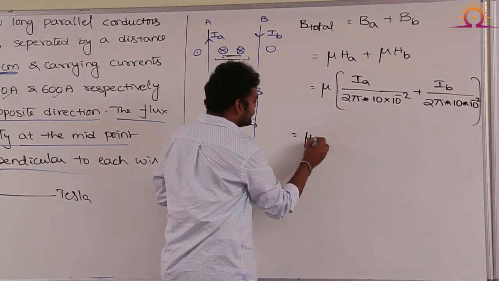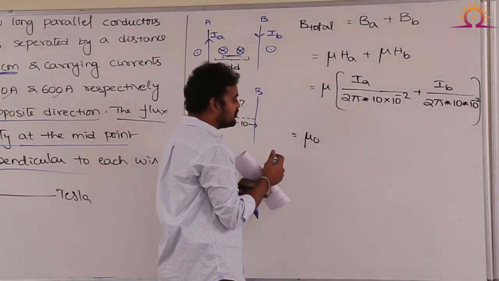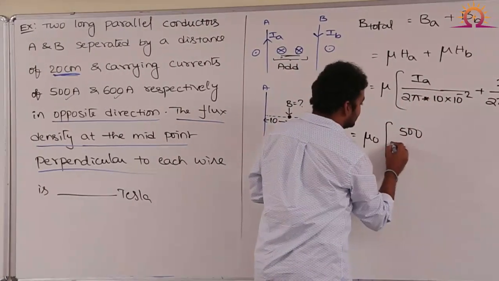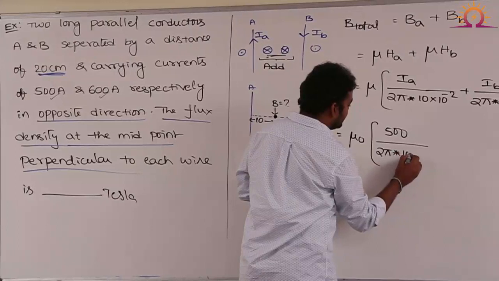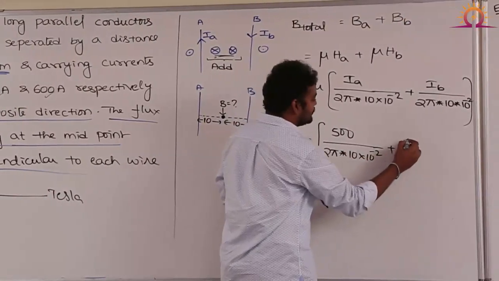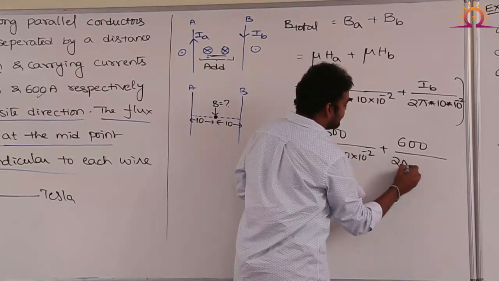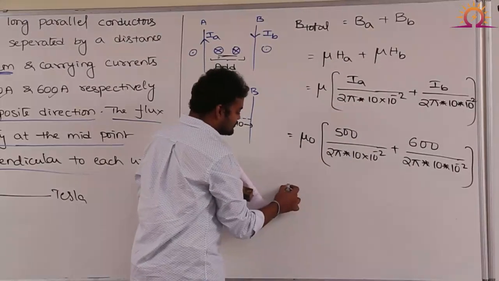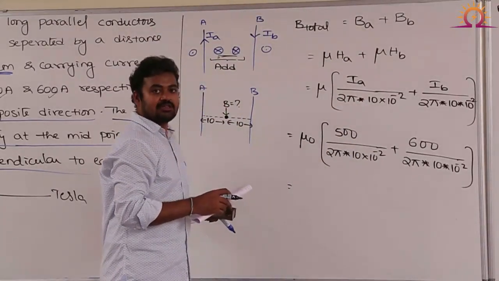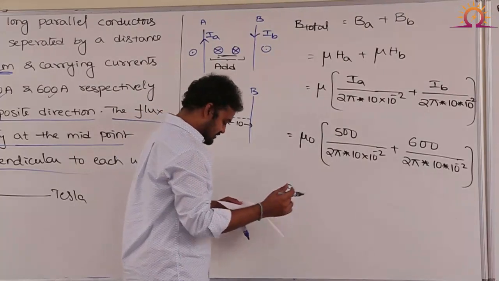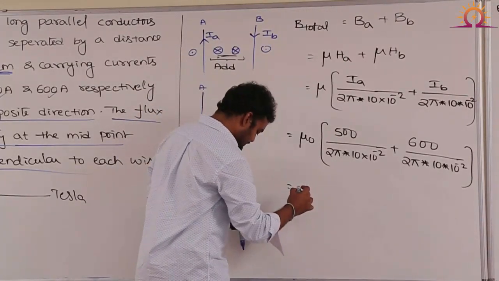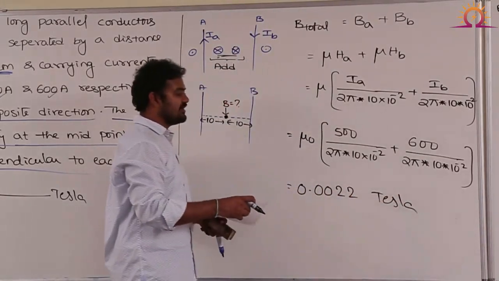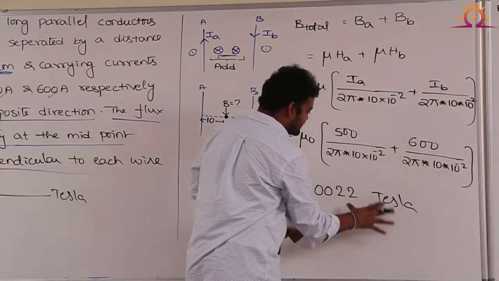So mu is equal to mu naught into relative permeability; the medium is air, so relative permeability is 1. Conductor 1 is carrying 500 amperes by 2 pi into 10 centimeters. Conductor 2 is carrying 600 amperes by 2 pi into 10 centimeters. Mu naught you substitute 4 pi into 10 power minus 7. The overall calculation will be 0.0022 Tesla. That is the final calculation. So my suggestion is please complete the calculation, then you will get this answer.